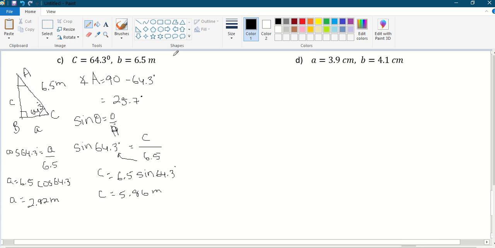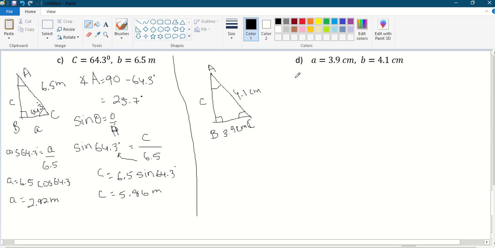Okay, let's look at one more. Now we are given small a and small b, so we are given side lengths of A and B, and we need to solve for this right angle triangle again. So we have triangle ABC, and we are not given any angle. Small length A is 3.9 centimeters, and small length B, the hypotenuse, is 4.1 centimeters. C is also unknown.